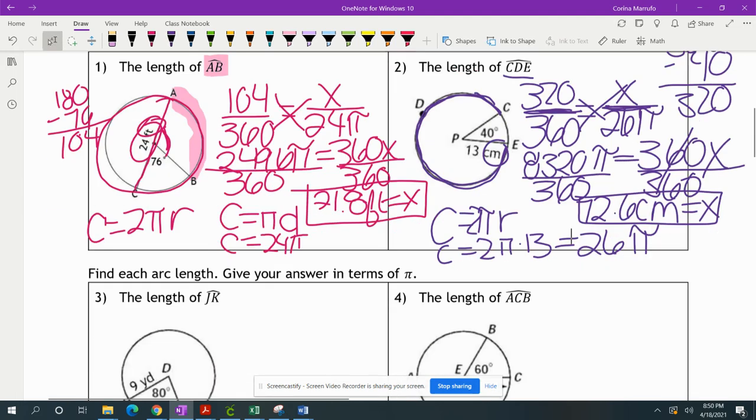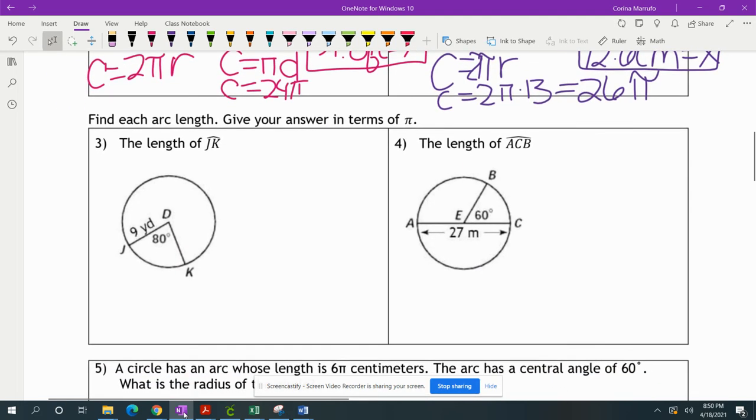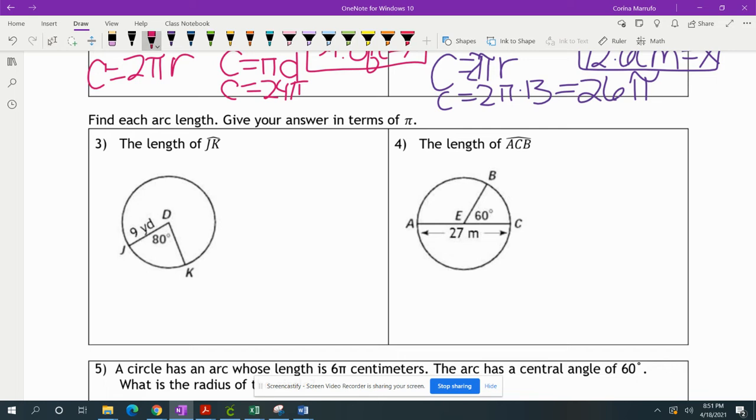Okay. So then the next one, here it says find each arc length, give your answer in terms of pi. So this time we're going to leave it in terms of pi. We're not going to multiply it times a pi. So here I get the length of JK. So here is JK, which is this arc right here. They do give us that central angle, which is 80.